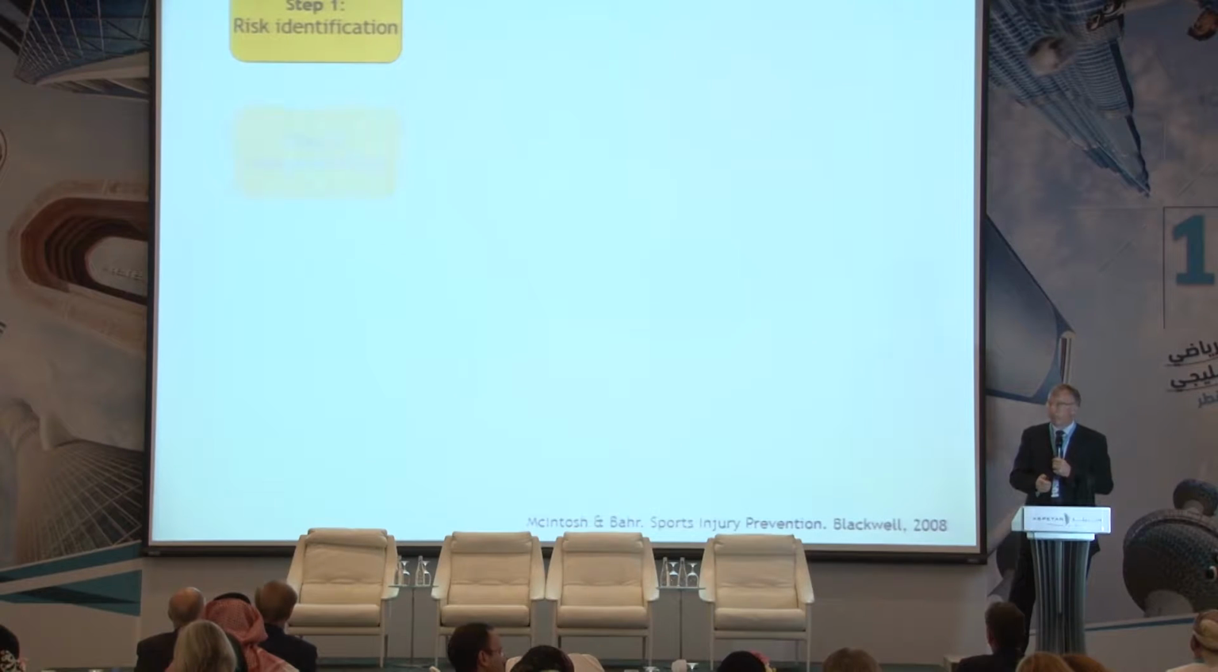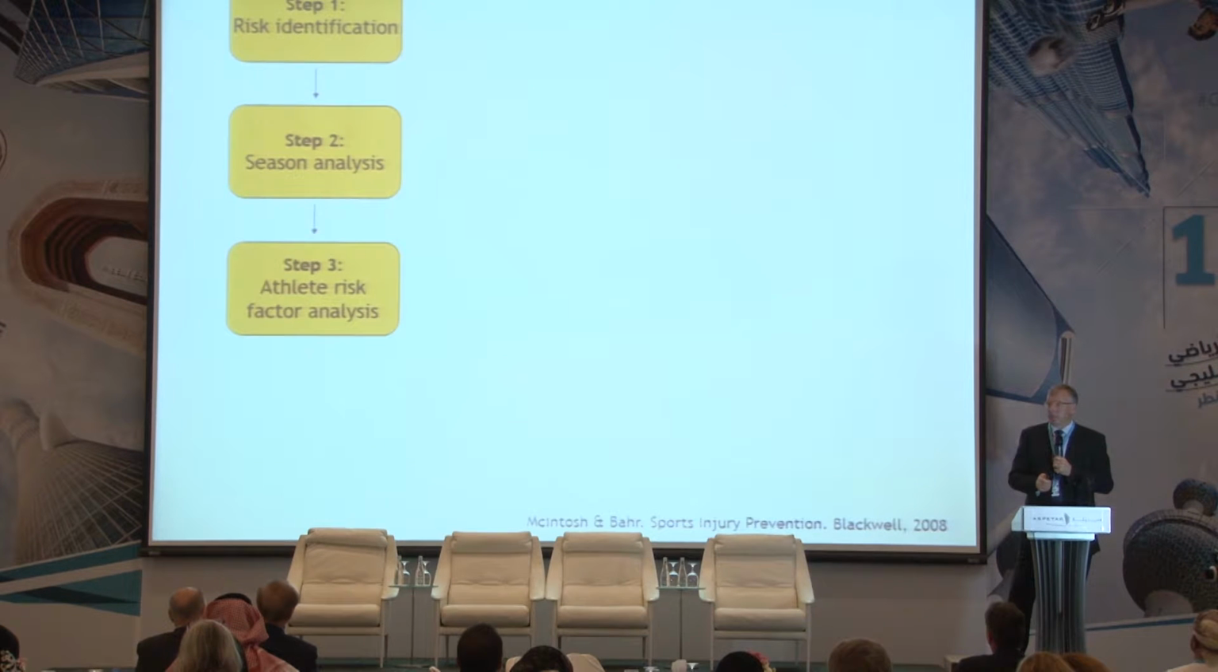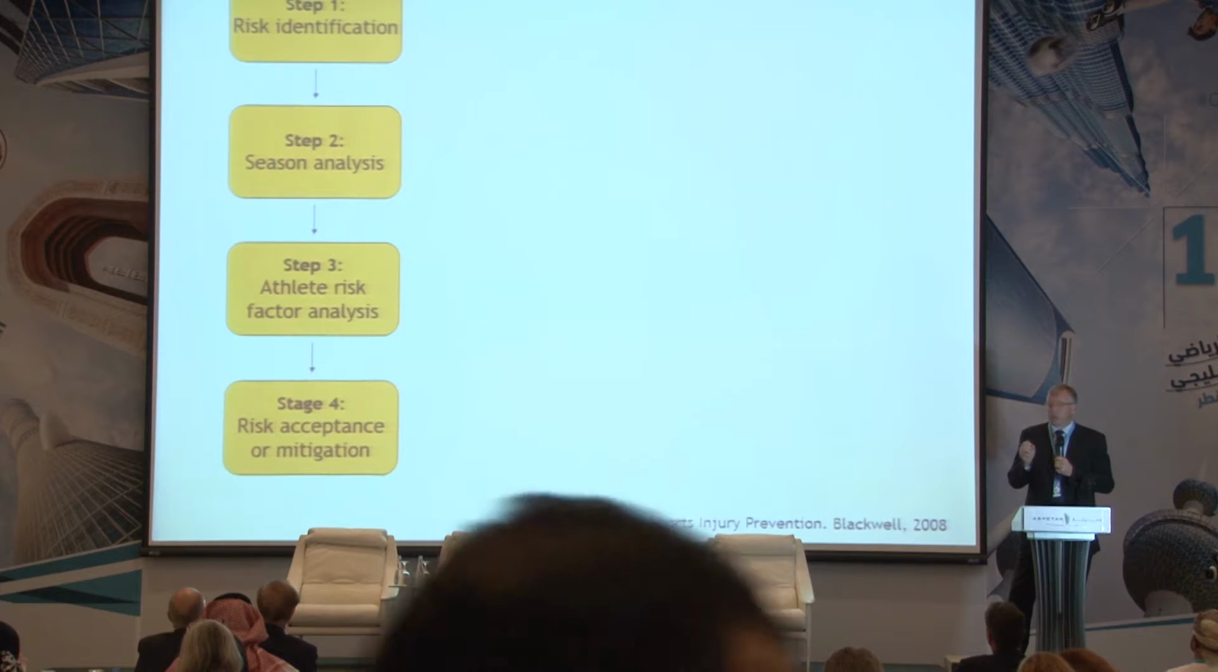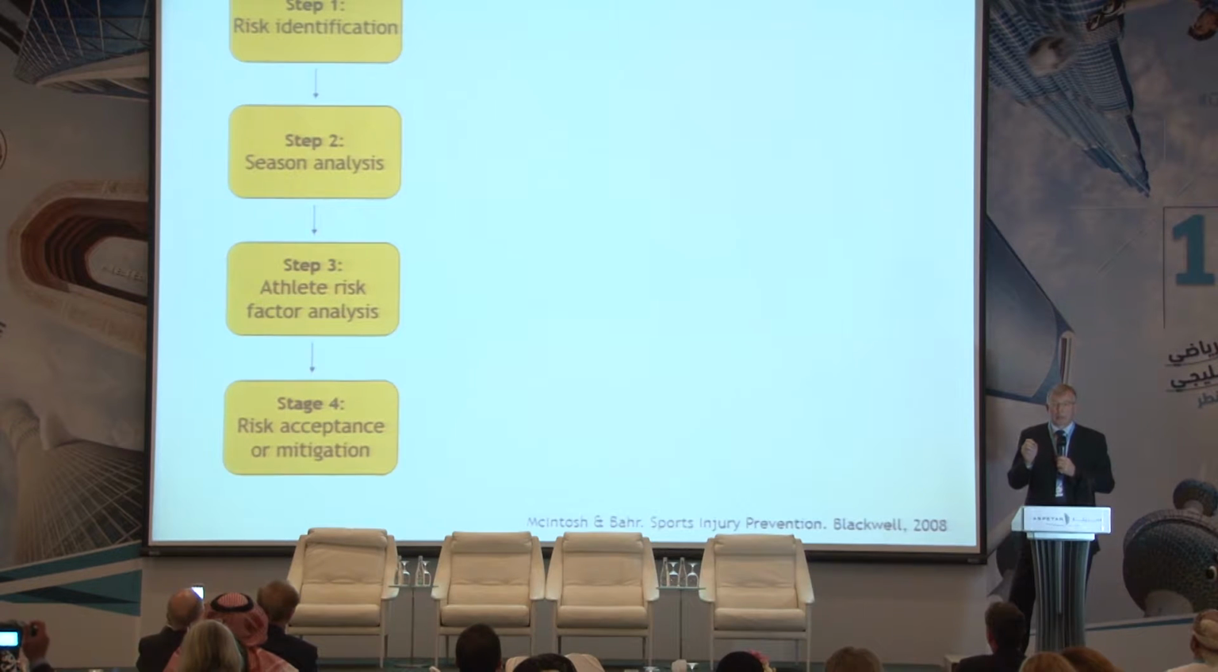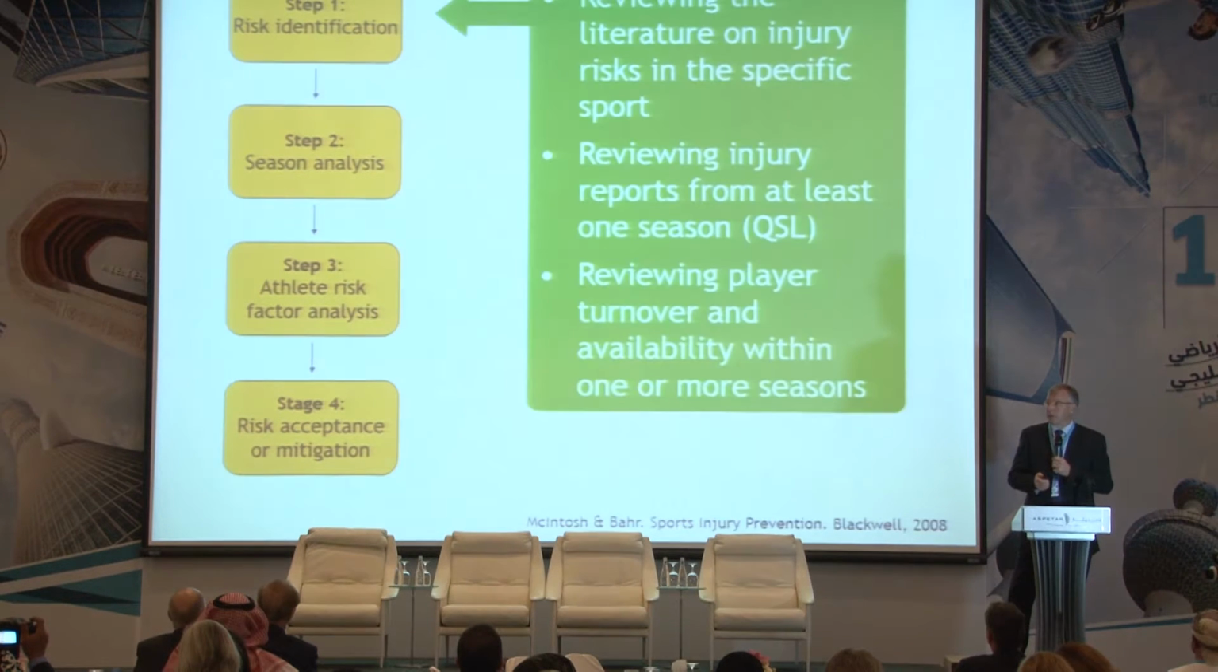It has four steps. The first step is risk identification. The second step is season analysis. The third step is athlete risk factor analysis. And then the fourth stage is assessing risk, accepting risk, or doing something to reduce risk. And I will use this as the outline of my talk.